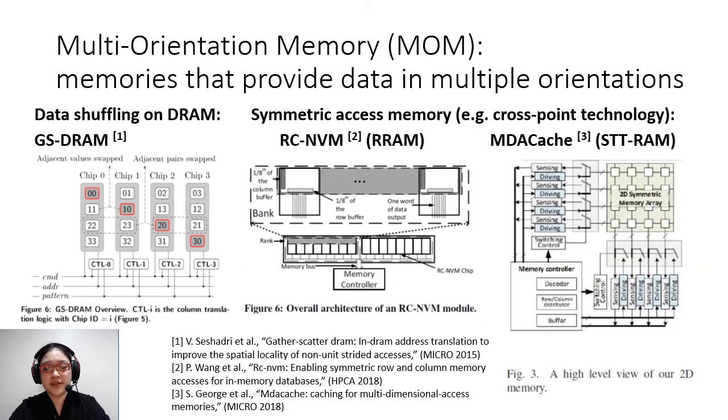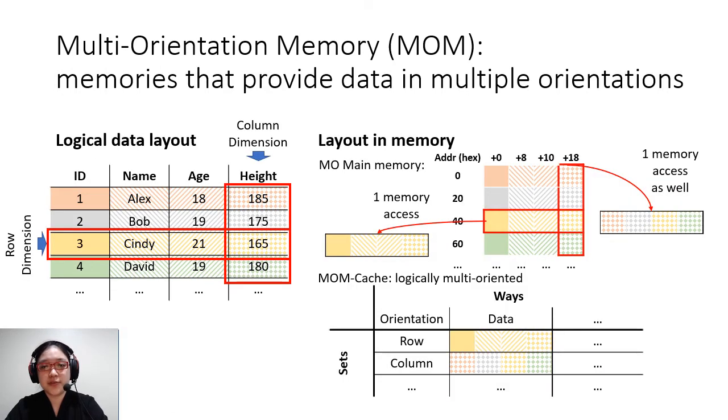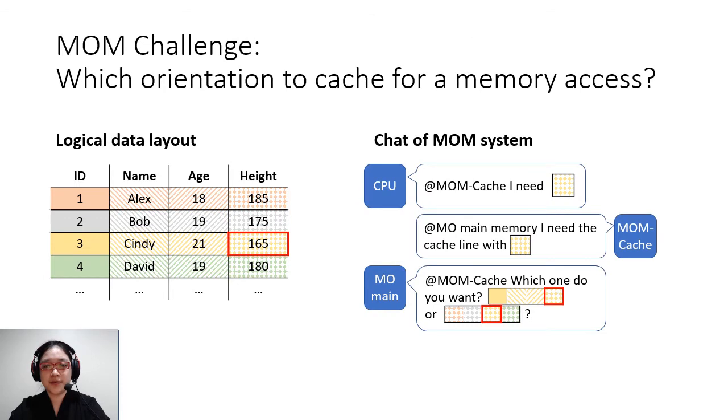Prior works have presented MOM implementations with different technologies. Technologies used for multi-orientation main memory cannot be applied to the entire cache hierarchy, hence the most common cache organization in prior MOM works is physically the same as conventional cache, but has an additional field to indicate the orientation of cache line data. But MOM systems also come with a new challenge.